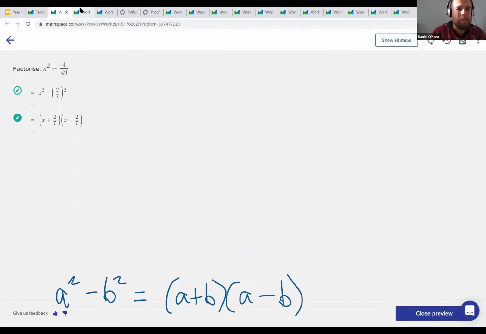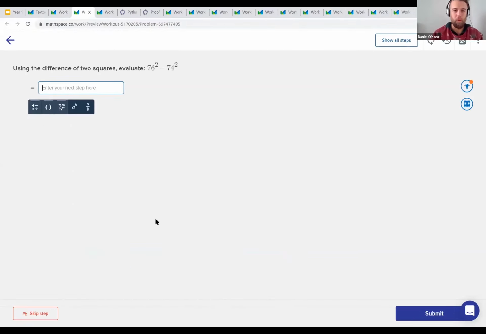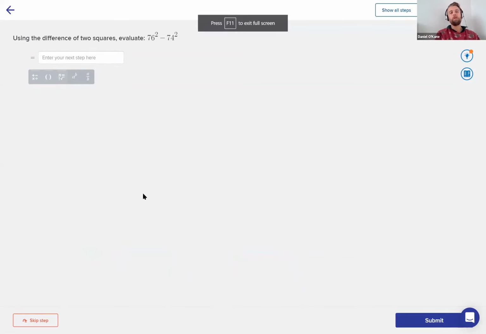Looking at another application, this is a cool one. I like this one. Use the difference of perfect squares to evaluate 76 squared minus 74 squared. That would be quite tricky to do without factorization, you know, to work out 76 times 76 and then 74 times 74 and then find that difference, okay?